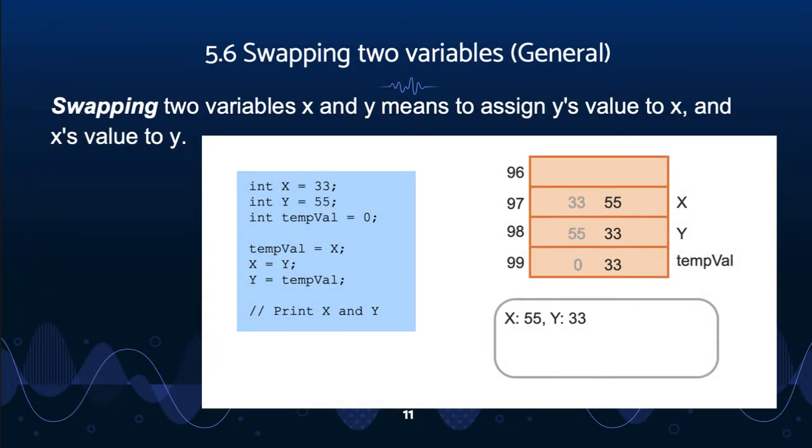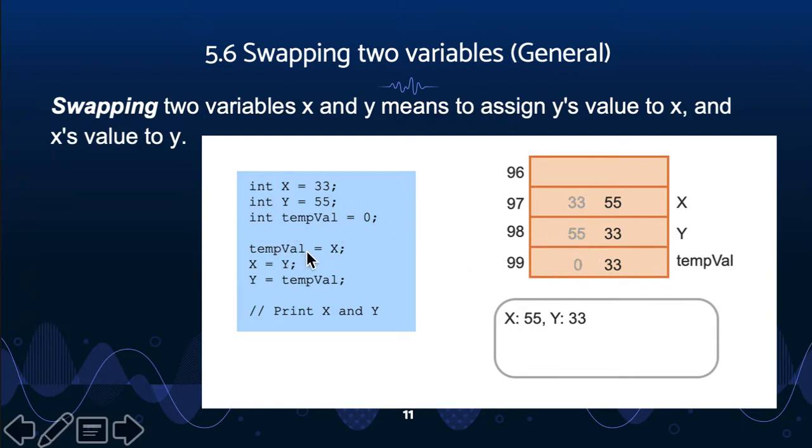Next, 5.6, we have swapping of variables. In this example, we have swapping of x and y. First, you declare x is 33, y is 55, and you have a temporary value. In order to swap, you need a temporary area. So x is equal to 33, that's the first value. y is equal to 55, and temp is 0.